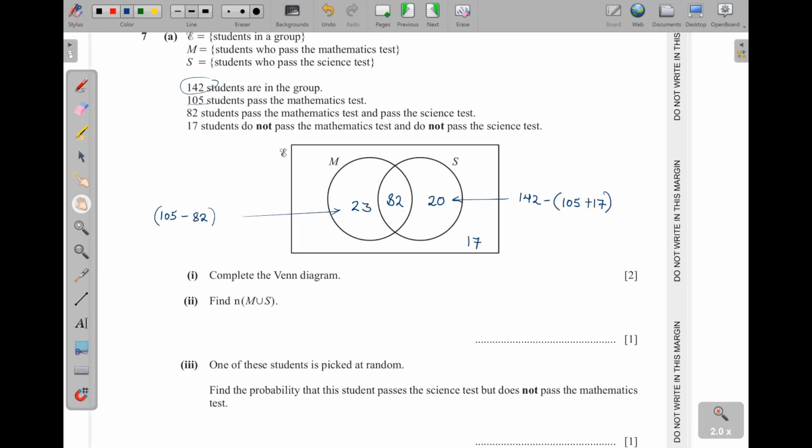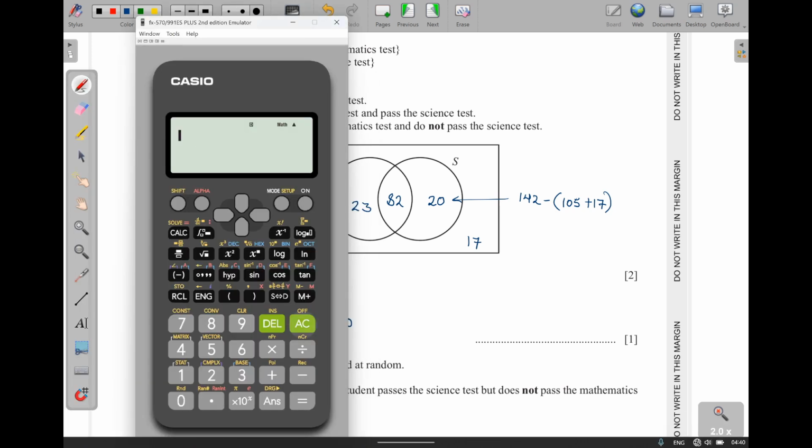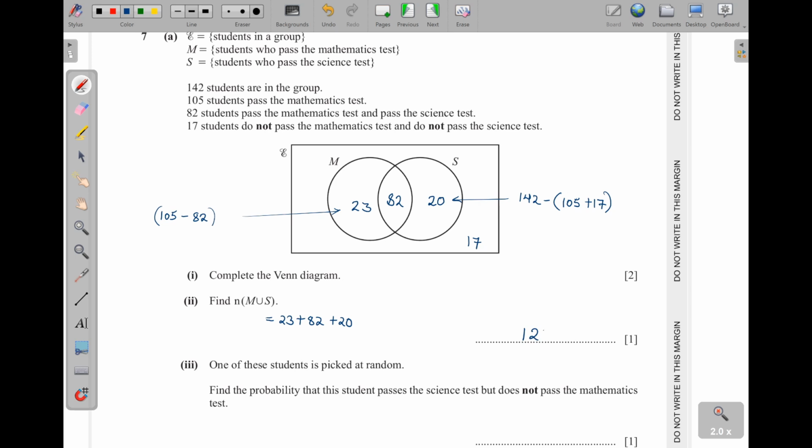Next, find the number of students in M union S. M union S, you are supposed to get everything here and you add. So this one is going to be 23 plus 82 plus 20. Okay, 23 plus 82 plus 20. This one is 125.